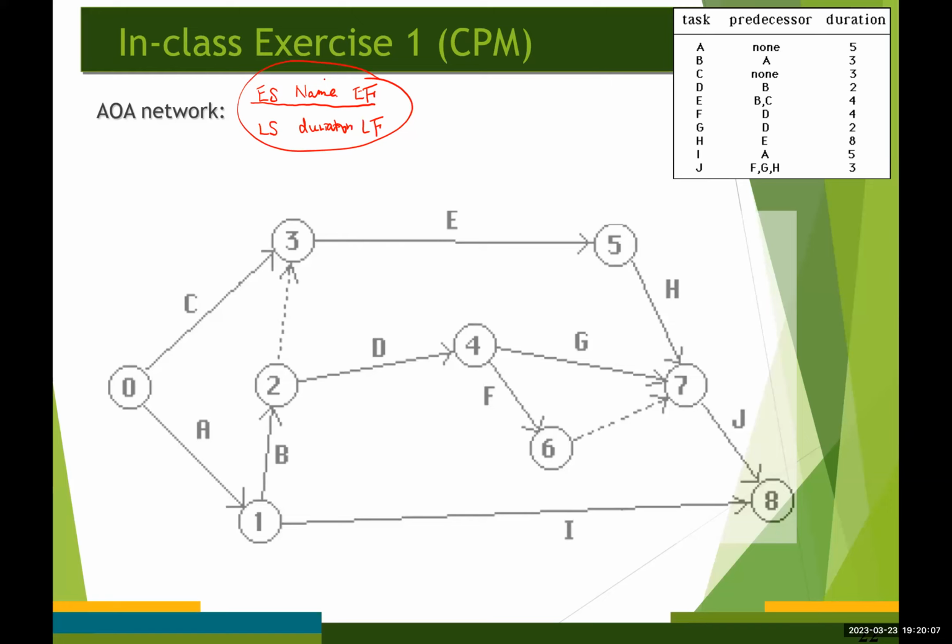Also, for each event, for each node in the network diagram, I'm going to put the earliest time and the latest time, okay, like this. So for each event, I'm going to have 2 squares.